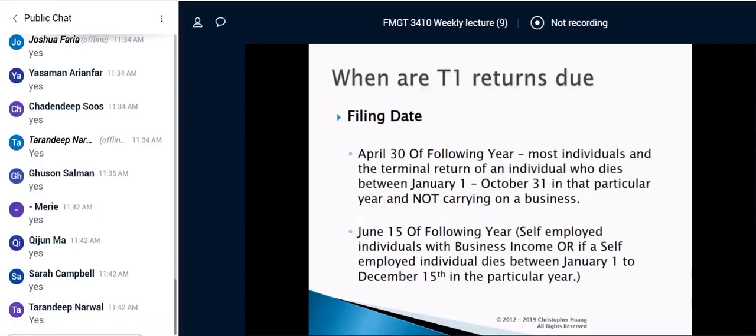If you died after October 31st, then there's some different rules that you may need to look at, okay? If you are a self-employed individual and you die between January 1st to December 15th in the particular year, then it's June 15th that you have to worry about as your filing deadline.